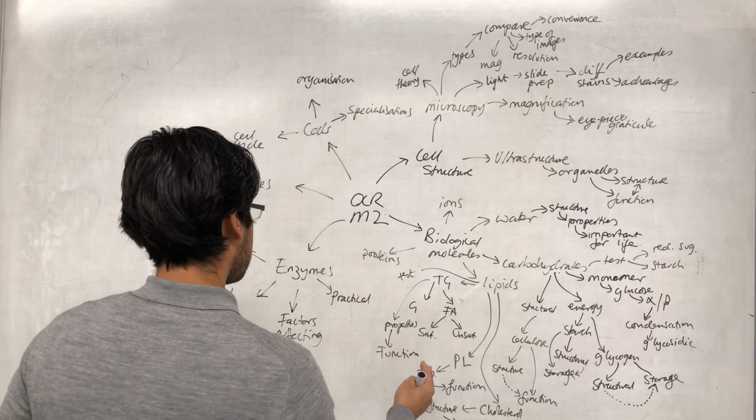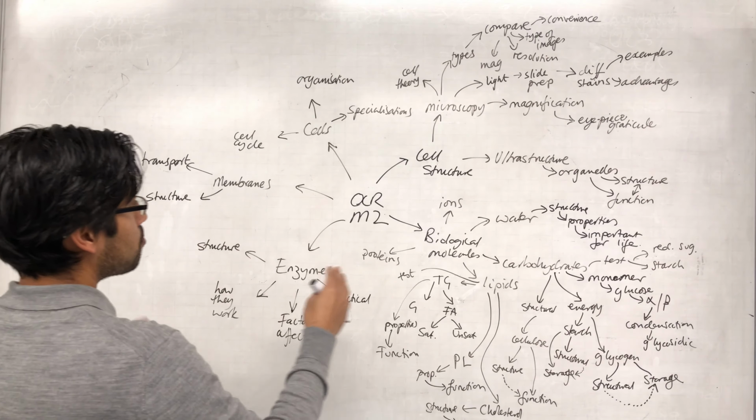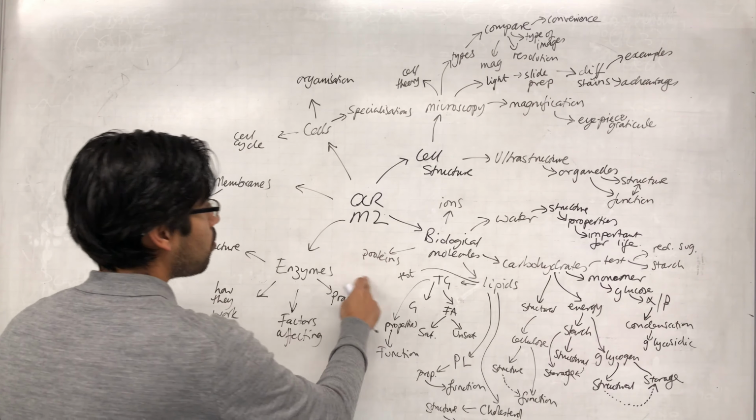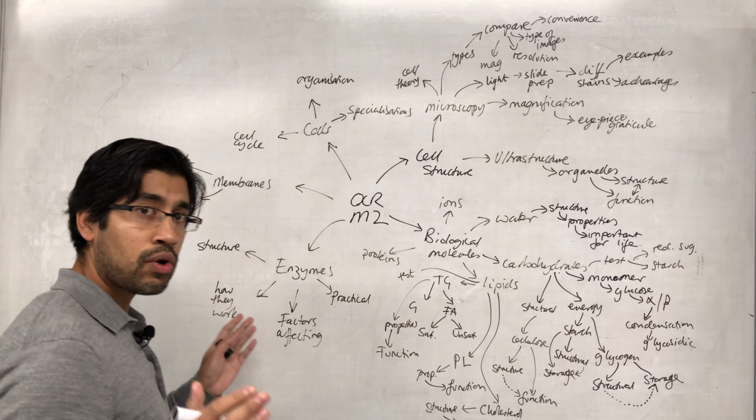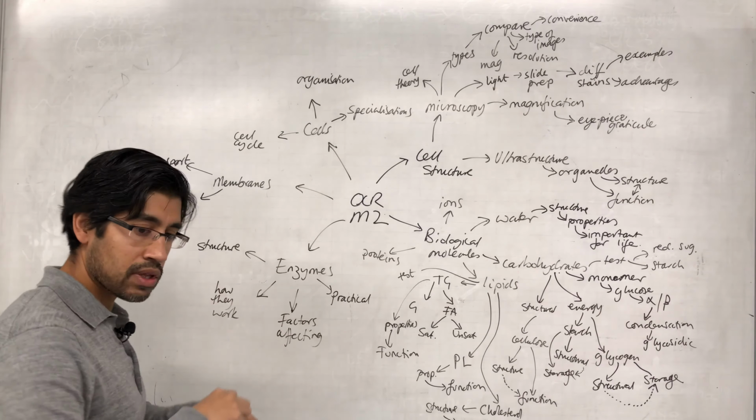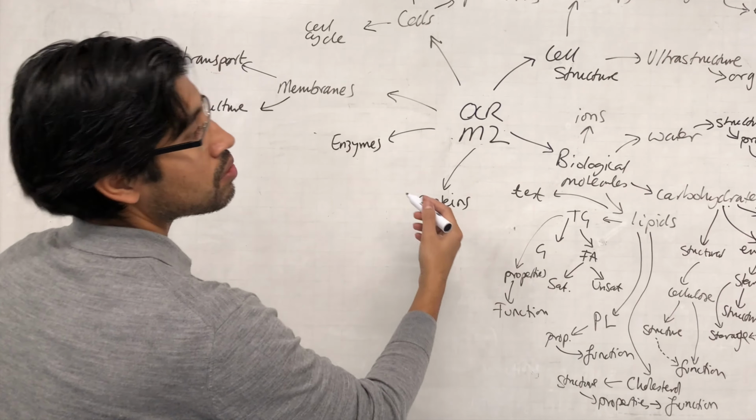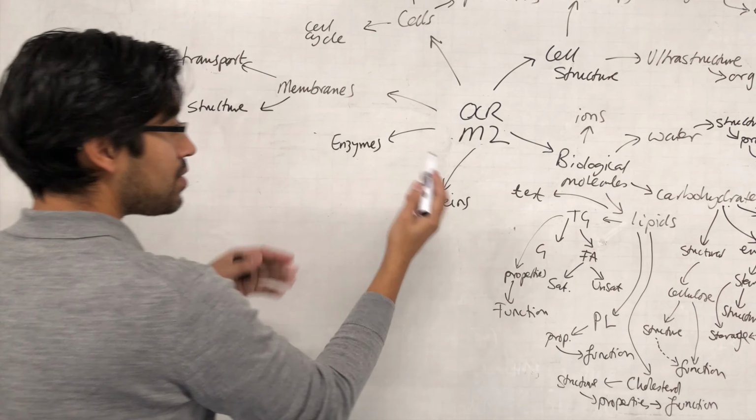Okay, so that's lipids. And then we move on to proteins, and I'm supposed to fit all of proteins into that space. Not going to happen. So I'm just going to move this around a little bit. Proteins, we've got our monomers.